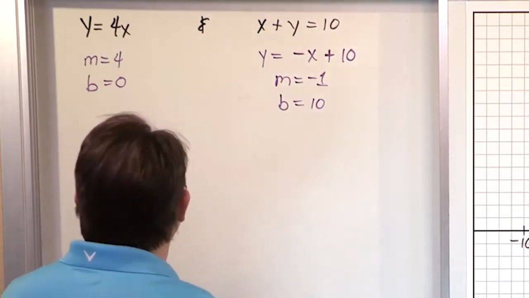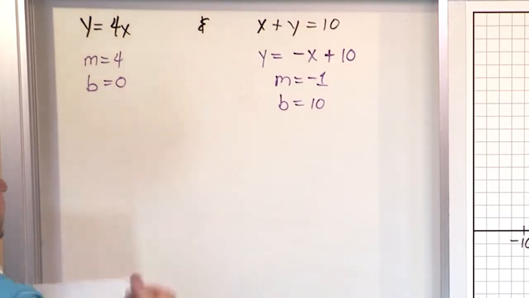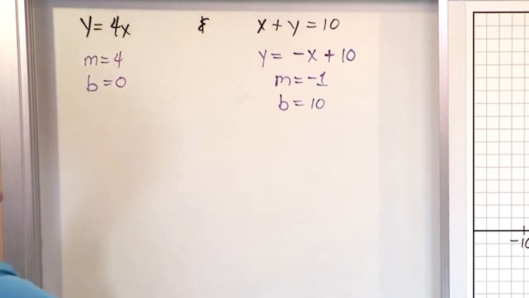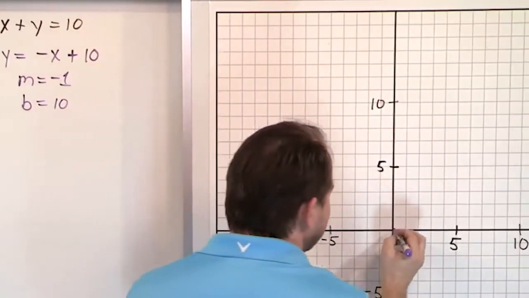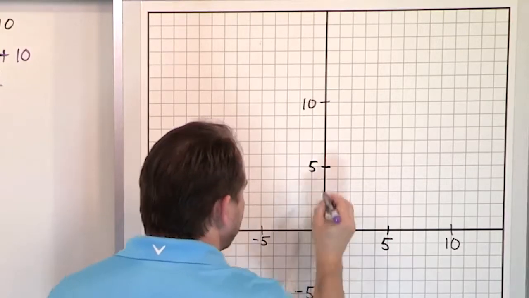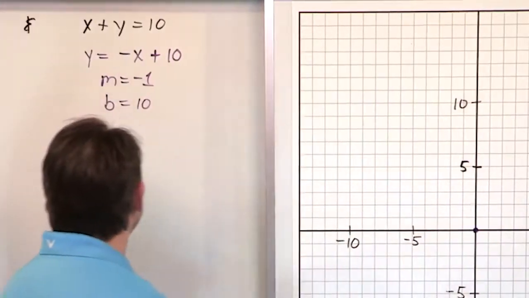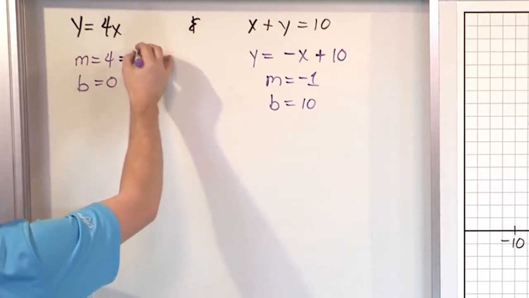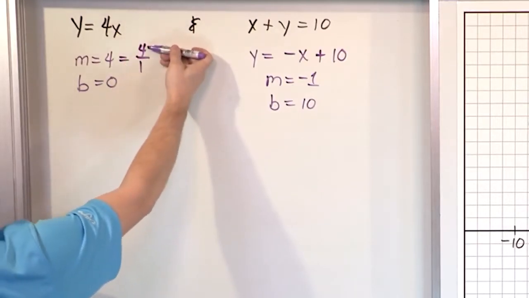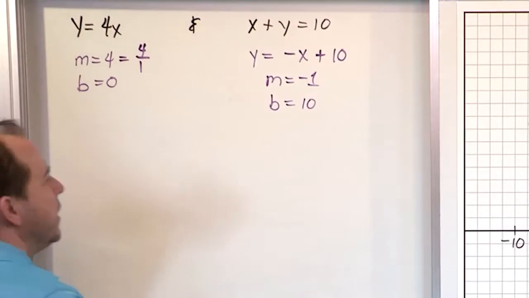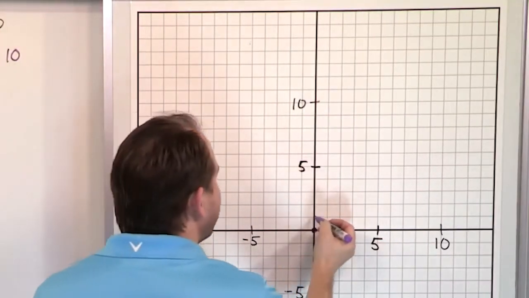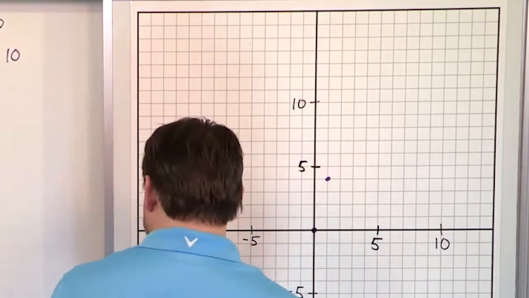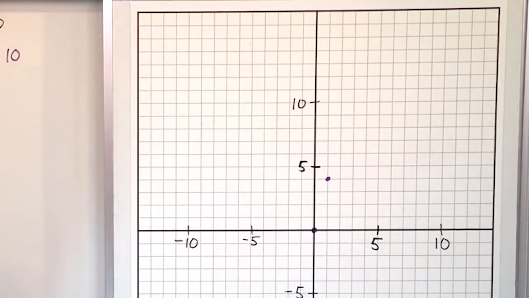So what we're going to do is graph both of these and see if we can figure out what the intersection point is just from the graph. For the first one, the y-intercept is 0, which means it goes right through the origin. y is equal to 0 right there. And the slope is 4, which, don't forget, when you have a whole number, it's really 4 over 1. That means you rise 4 and you run 1 to the right. So up 1, 2, 3, 4, over 1. So this is the first line right there.